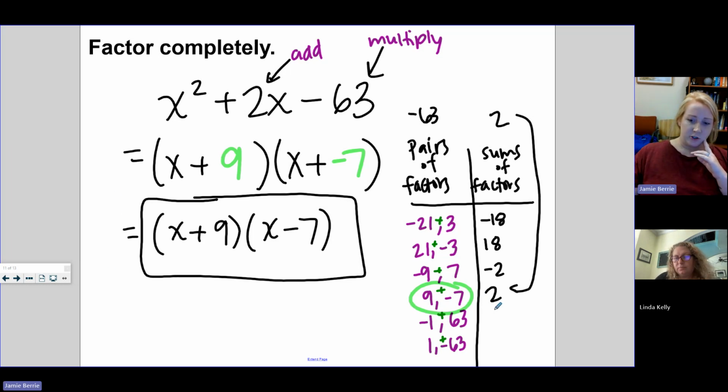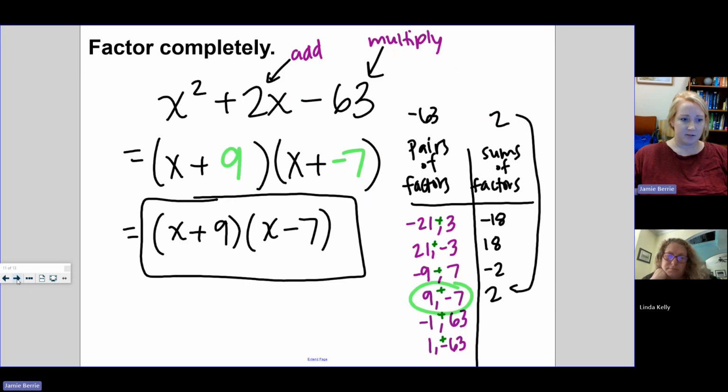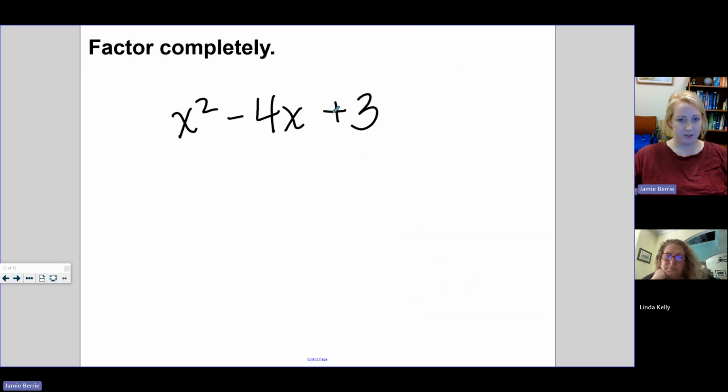And once you find the answer, you don't have to finish filling in the table. Right? So once you find the right number, you don't have to finish filling in the table. All right, so I tried to choose one of each type. Here we had a plus and a plus. Here we have a plus and a minus. So this one is a minus and a plus. All right, but they're all done the same way.